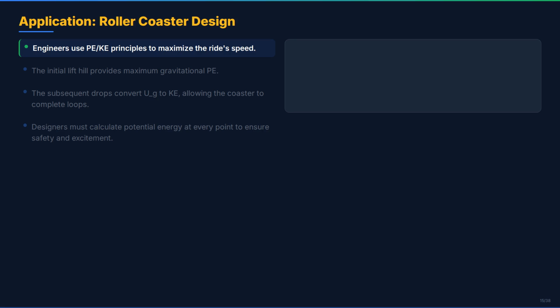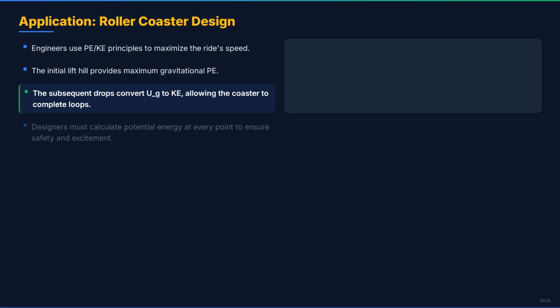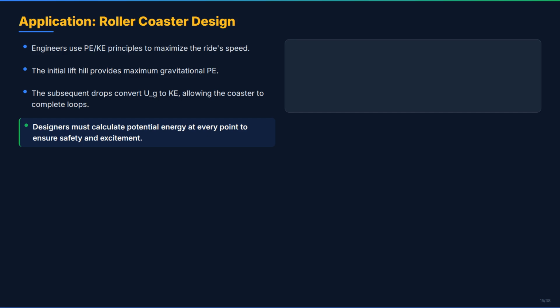Roller coasters are perfect real-world demonstrations of energy conversion. The goal is to drop the car from high enough to maximize U_g. The more potential energy they build into the initial lift hill, the more kinetic energy they can generate later in the ride, allowing for greater speed. Physics isn't just theory. It's the core constraint for structural engineering. They must ensure the energy conversion is safe and predictable. Understanding the energy budget allows us to predict the speed and impact forces at the bottom of the steepest drop.